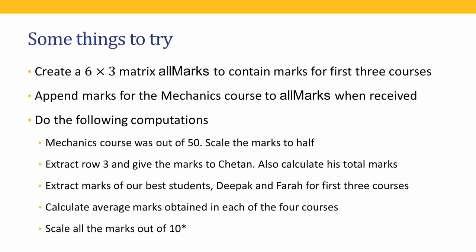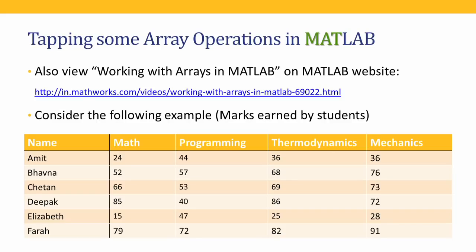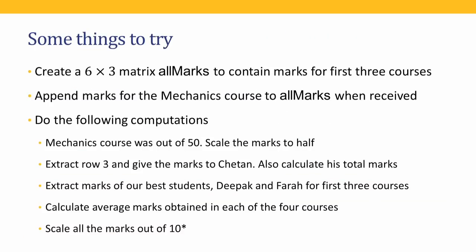The computation that we are going to do is, first we will create a matrix called all marks, which will contain the marks for the first 3 courses: math, programming and thermodynamics, for all of the 6 students. Then when the mechanics marks come in from the teacher, we are going to append those marks to the matrix that we have formed. If you recall what we said in the previous lecture, this is going to be a matrix which has 6 rows and 4 columns, and therefore it is going to be a 6 by 4 matrix after we have appended the mechanics marks.